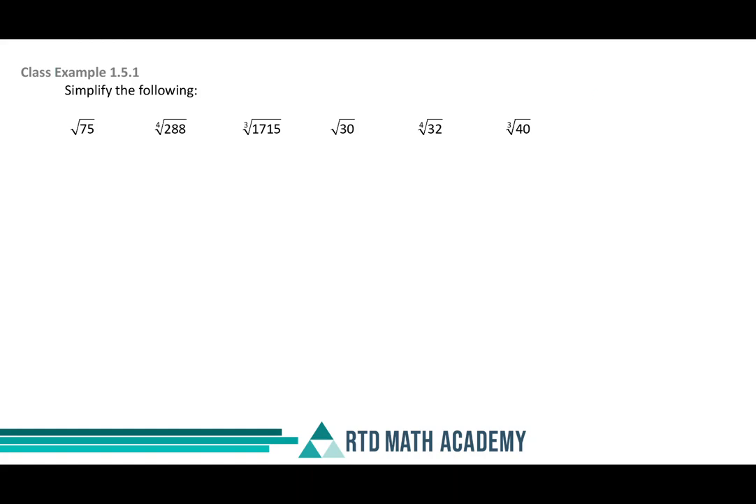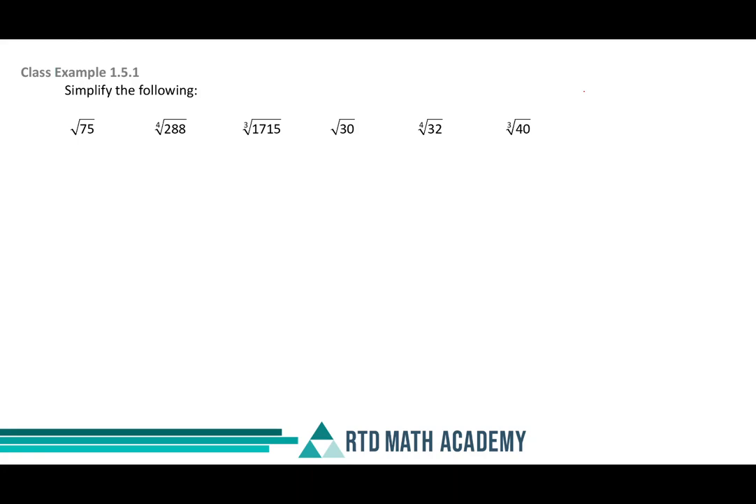Class example 1.5.1 is an important question. It's going to take us a little while because we're going to do a couple of different methods for some of these trickier questions. Some of them we're going to use the systematic perfect squares, perfect cubes list, and we will go from there.